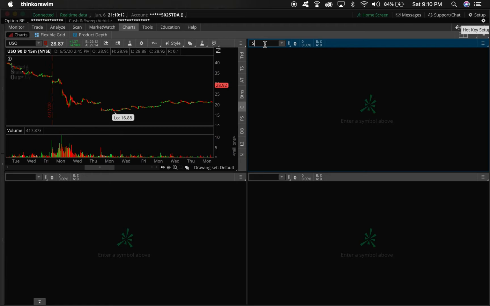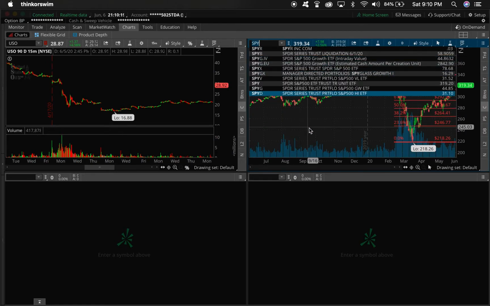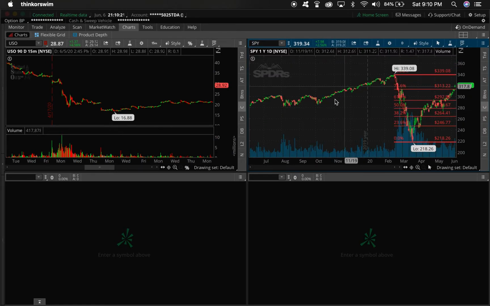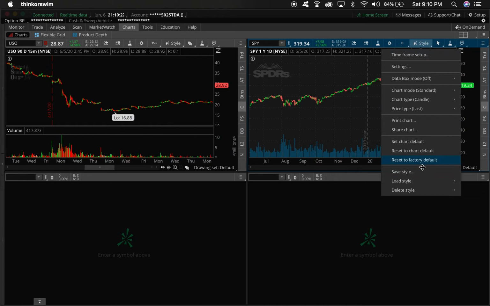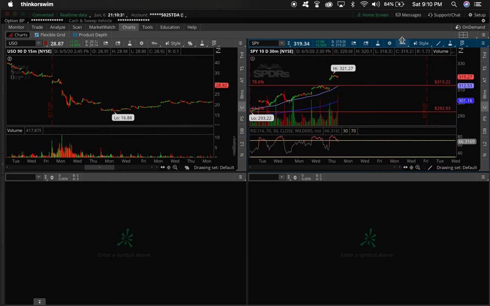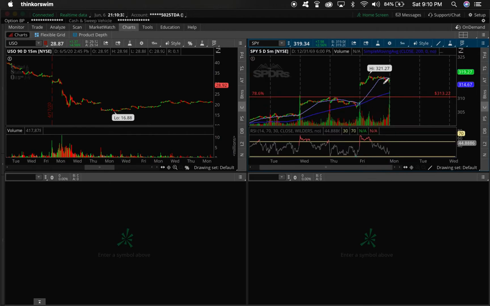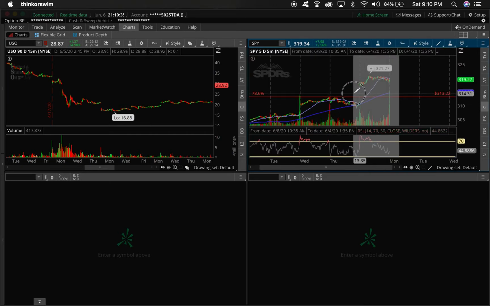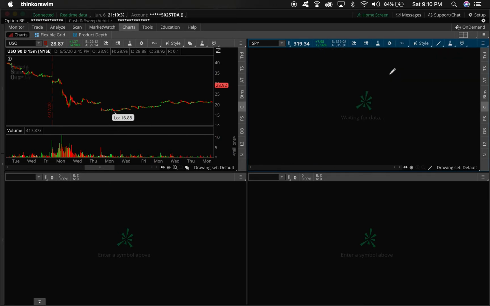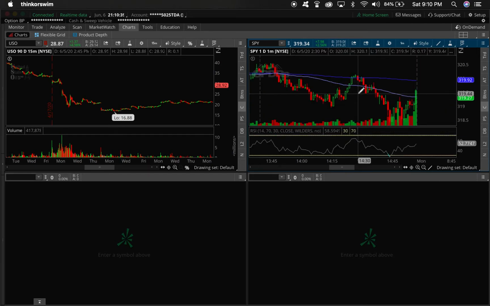So we're going to put in SPY here. And as you can see, here's our default chart, which we don't want. But remember, we saved that style. We're going to load that style, and there it is. Then we can change this to, let's say, the 5-minute chart. Or if you really want to dial in on the 1-minute chart, you've got the 1-minute chart here.